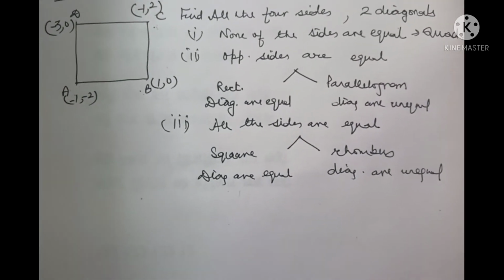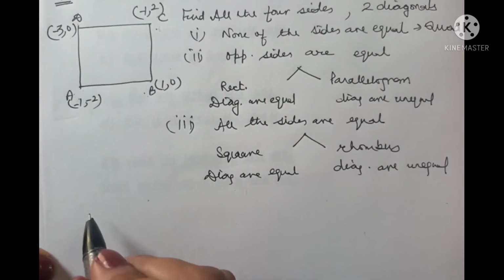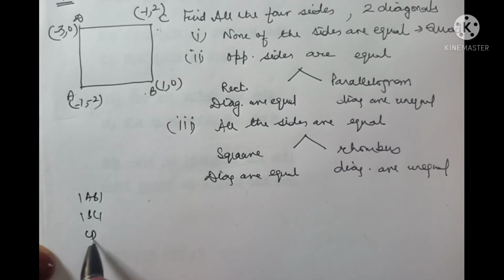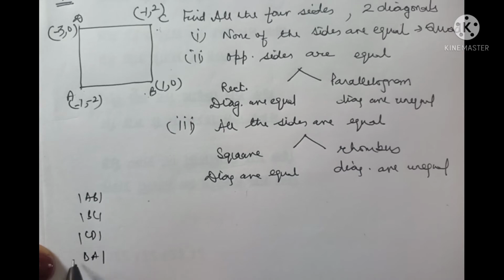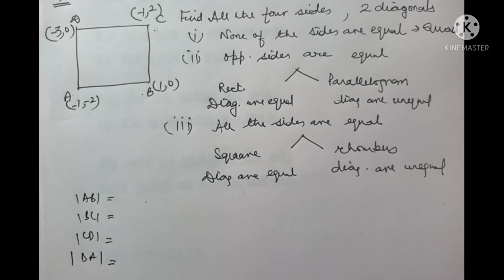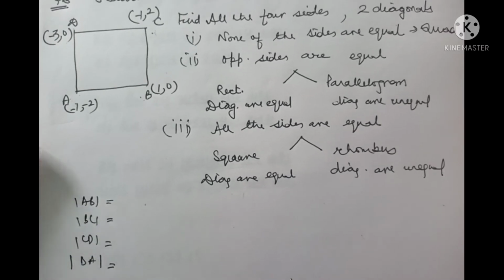I have already drawn the rough figure. So let us find out the value of AB, BC, CD and DA. And I hope now you can find it. You either find it along with me, or you pause the video and find it, and then let's see what the values are.